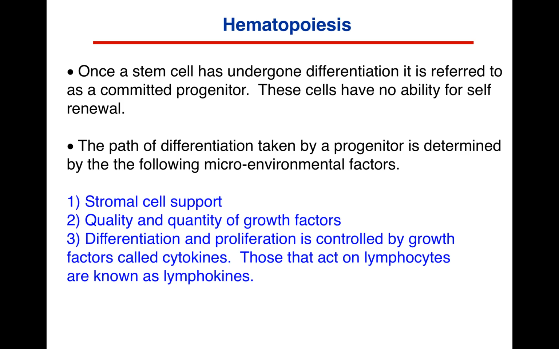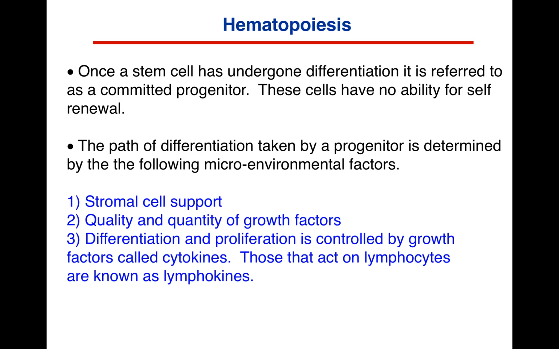So the key point here is that once a stem cell has undergone differentiation, it is referred to as a committed progenitor. So it can't go back. Progenitors can't de-differentiate back into stem cells. These cells have no ability for self-renewal. They go along a path to their final endpoint, to the cells that are required. For example, lymphoid progenitors may go along a path to become B cells, for example, or macrophages. It just depends on that environment.